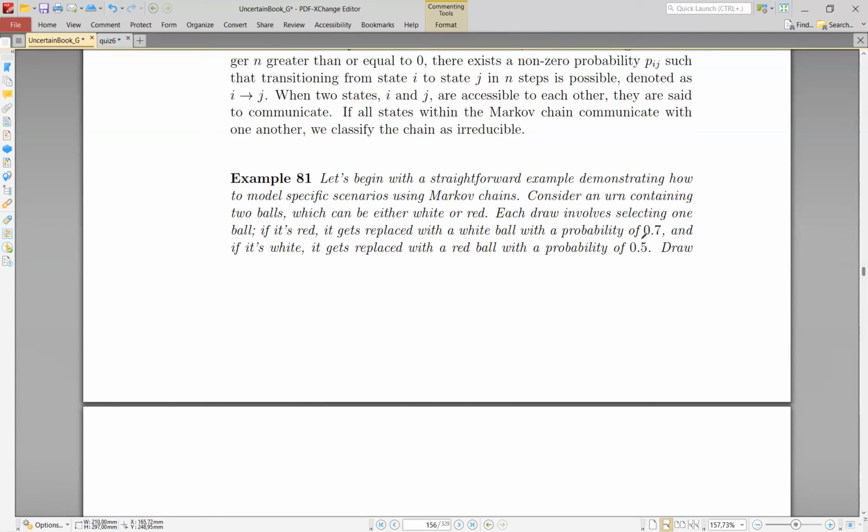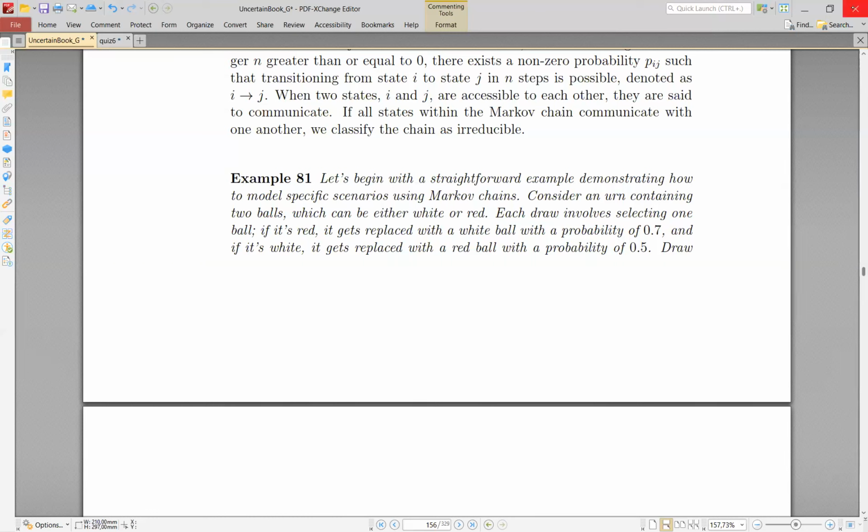So now you have the bag containing 2 balls. We don't know anything about the colors of the balls. Then you take a ball from inside the bag and look at it. If you find it red, you replace it with a white ball with probability 0.7, and you have a 30% chance to put back the same ball again.